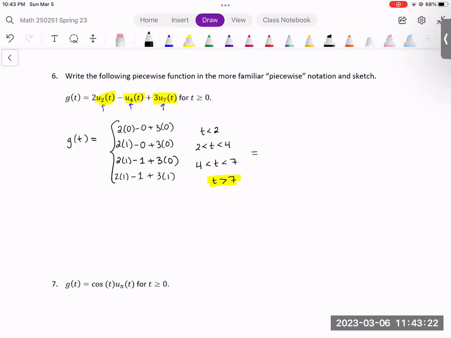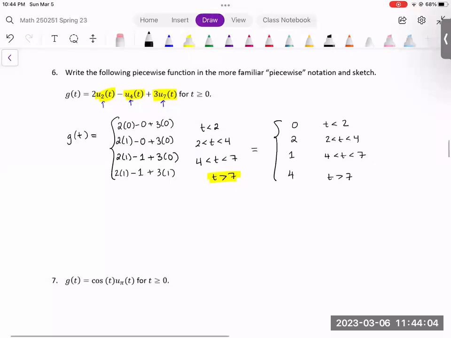Okay, and then putting this all together, just evaluating this, we get values of 0 when t is less than 2. We get a value of 2 when t is between 2 and 4. We get a value of 1 when 4 is less than t is less than 7. And we get a value of 2 minus 1 plus 3, so 4, when t is bigger than 7. All right, cool. Let's try out another.